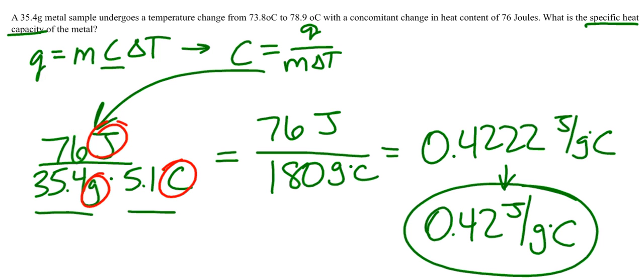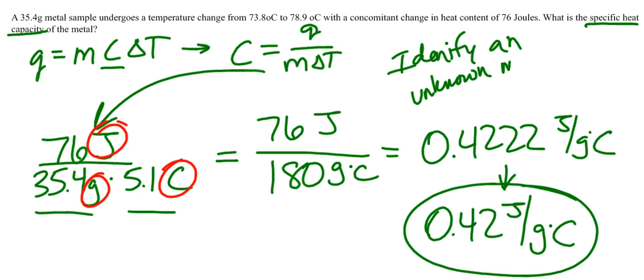Now, usually what happens is if I give you a problem like this where I'm having you solve for a heat capacity or specific heat capacity, it's going to be used to identify an unknown material, usually a metal, okay? And I'll give you a list of, like, say, 5 or 6 different metals. You solve for the heat capacity, and then you determine based on the heat capacity what the metal is, okay?